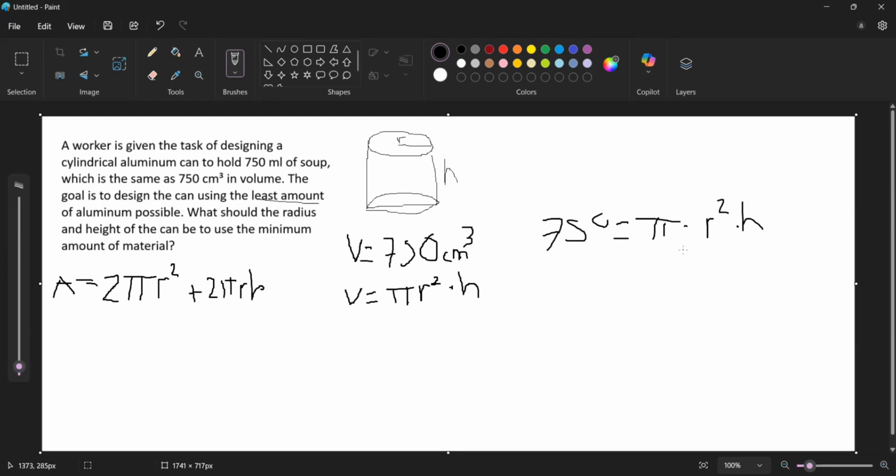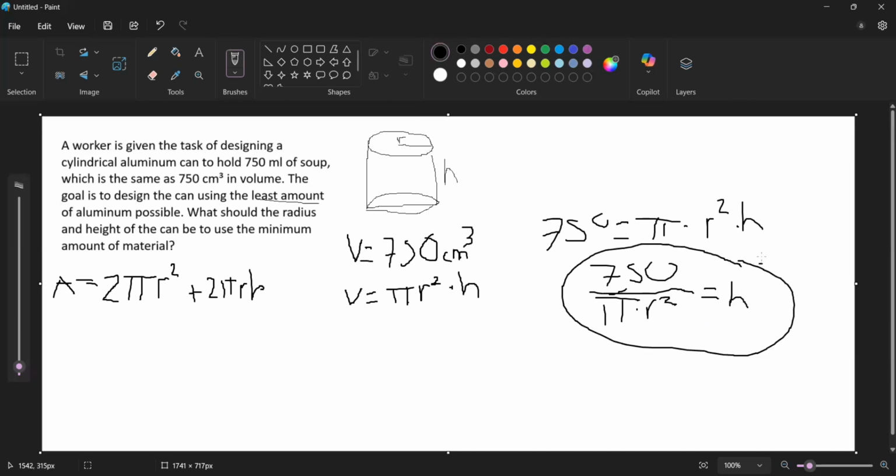So now what we gotta do is combine these equations in order to make it more simple. In this occasion, what we're gonna do is try to find h, the height, to make it more simple. How do we find height? Well, we know that 750 equals pi times radius squared and height. So we have to isolate the h. So it will end up being like this: 750 over pi times radius squared equals h. Now, this is the same as this because this here represents h.